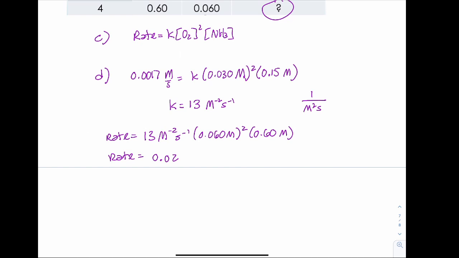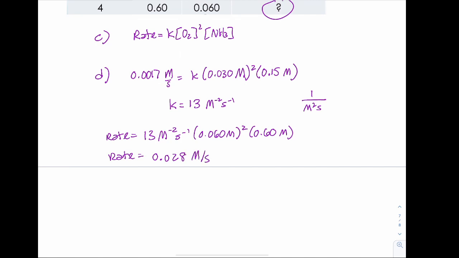I'm going to type this in one more time. Sorry, guys. When I did this earlier, I got a slightly different answer. So I want to make sure that I'm typing it in correctly. Yeah, I get the same thing this time. So 0.028. And then the units do come out to be molar per second. So that would be our answer for part D.